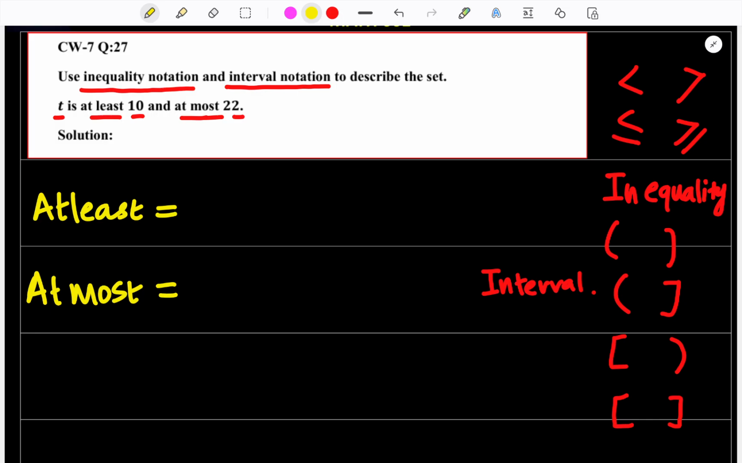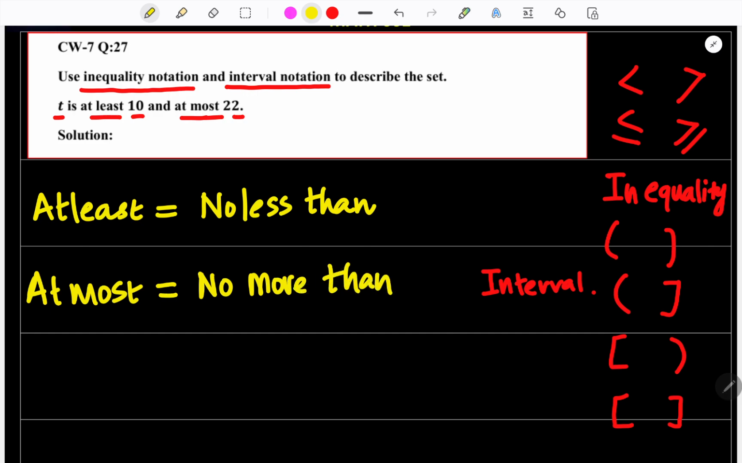There are some equal words. We call them synonyms. So it is no less than, and this is no more than. What do you mean by less than? Small. So no less than means what? It is big, right? More than, what is more than? Big. No more than means what? It is less.